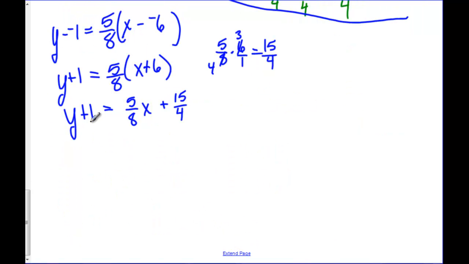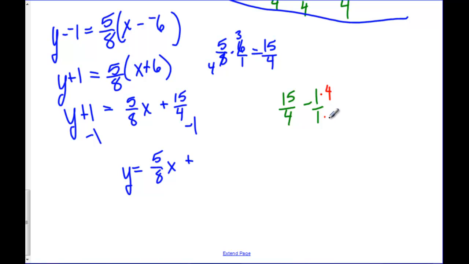All right. So then we want to take and move this 1 over. So we're going to subtract 1 from both sides. So we have y equals 5/8 x. And then we're going to have plus, I have 15/4 minus 1. So let's go do some thinking again. So 15/4 minus 1. Well, that's the same as 1 over 1, and I need a common denominator. So we're going to multiply top and bottom by 4. So we've got 15/4 minus 4/4. When you're adding or subtracting fractions, you keep the same denominator. So 15 minus 4 is going to give us that 11. So again, we're going to end up with that 11/4.